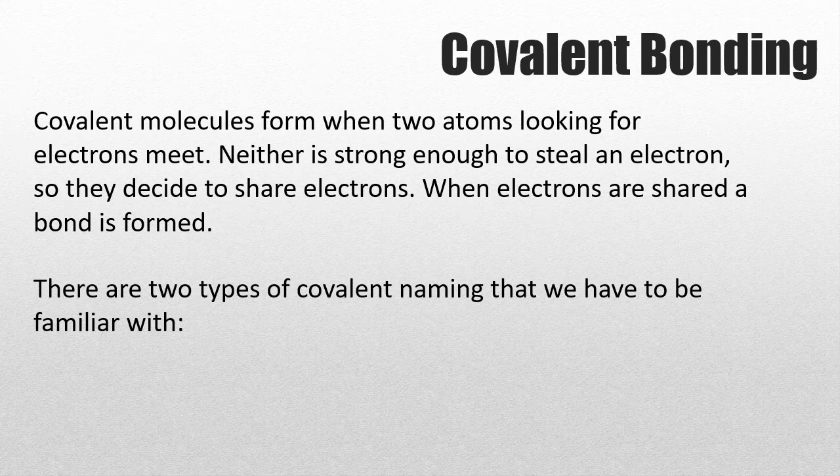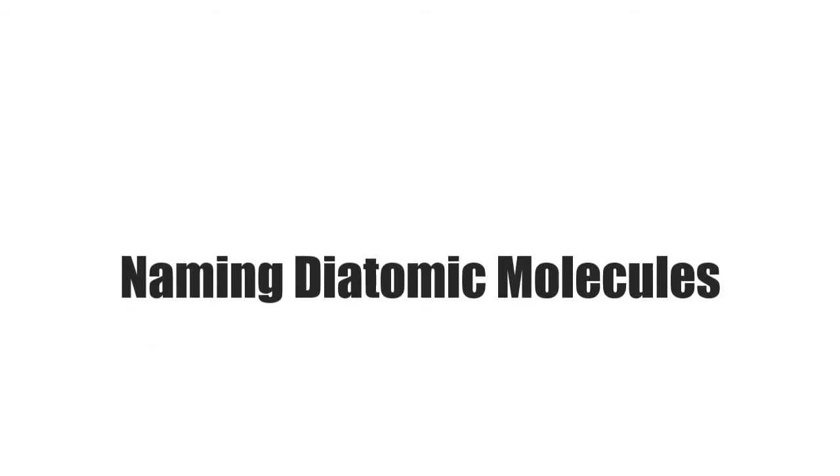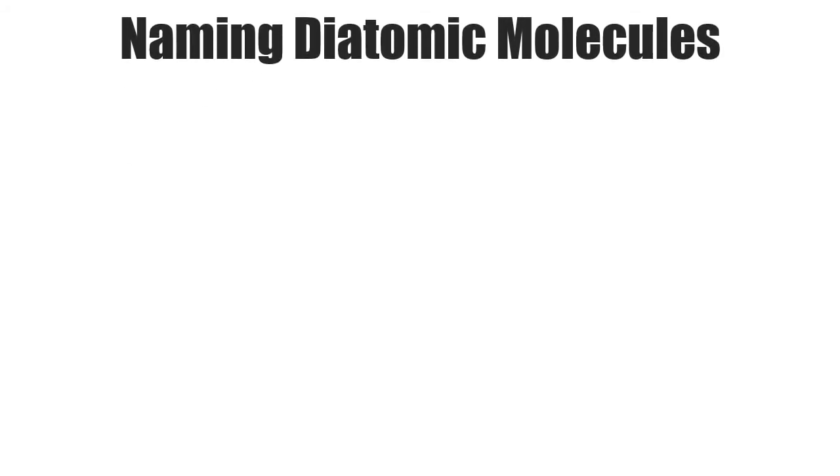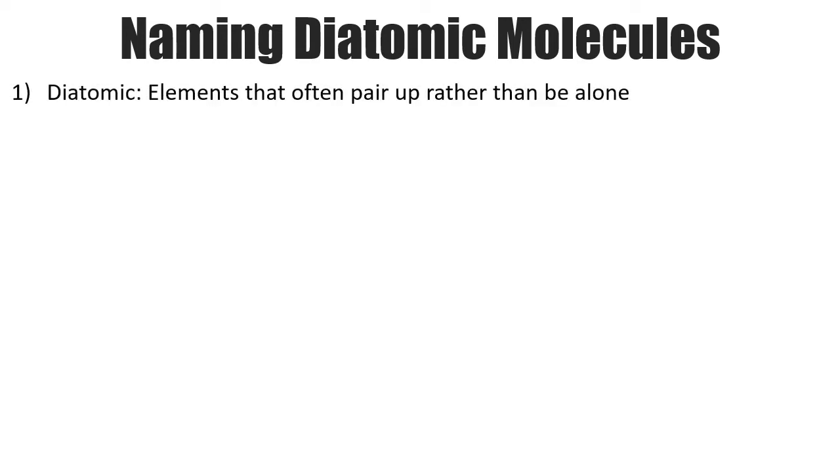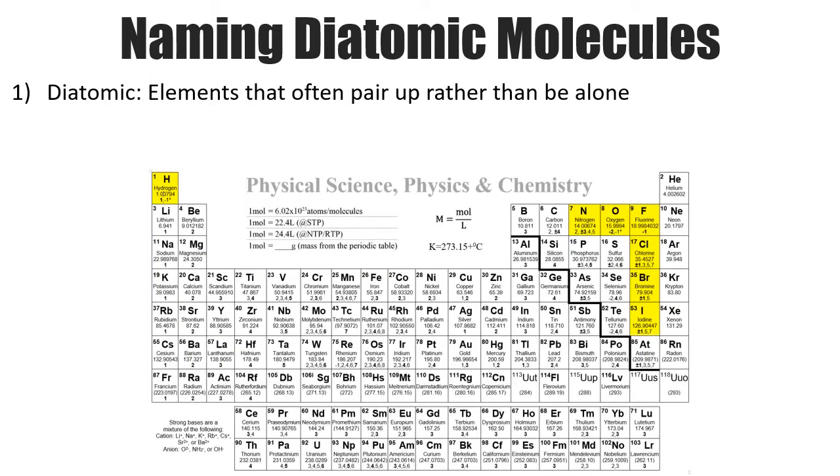There are two types of covalent naming that we have to be familiar with. The first type of covalent naming we will discuss is that of the diatomic molecules. These are elements that often pair up rather than be alone. They should be highlighted on your periodic table. You should also write the word diatomic somewhere on your sheet and highlight that word as well, so in the future, you know why these elements were highlighted in the first place.